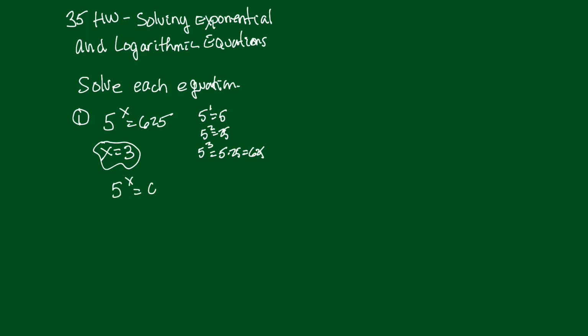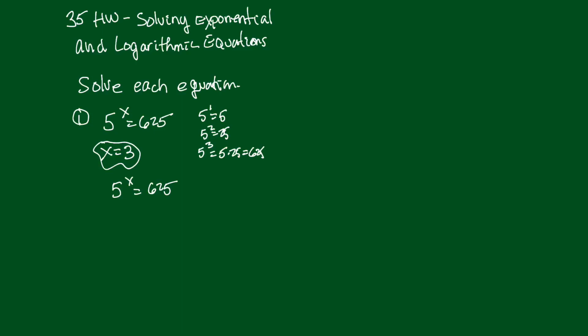5 to the x equals 625. And I'm going to use logarithms because I have an exponential function. So it's exponential because the variable is in the exponent. So if I have an exponential function, I will undo the exponential function by taking logarithms. So let's take the logarithm of each side. Now I want to use my calculator on this.